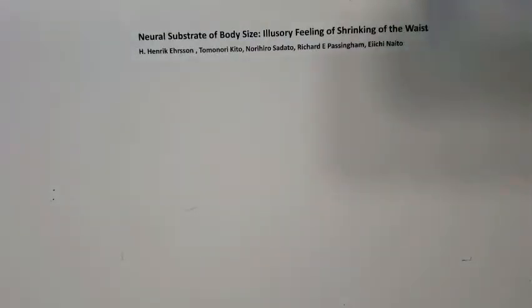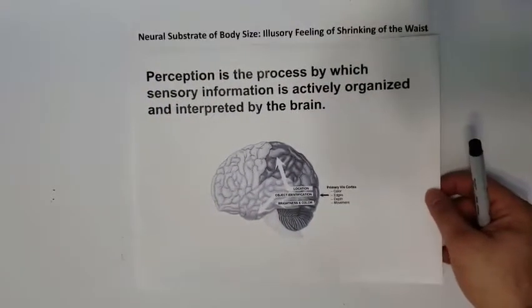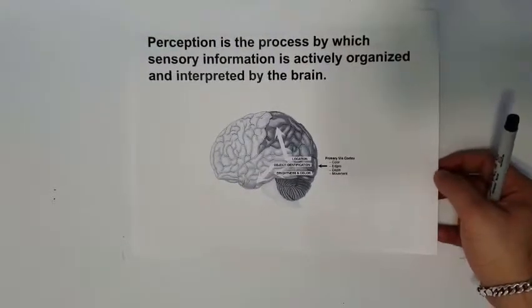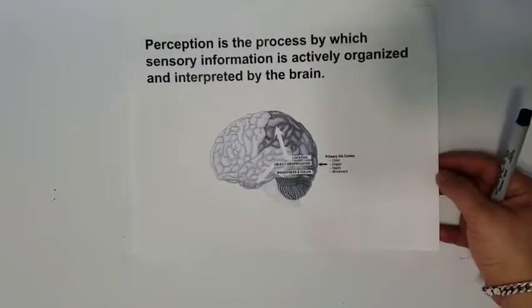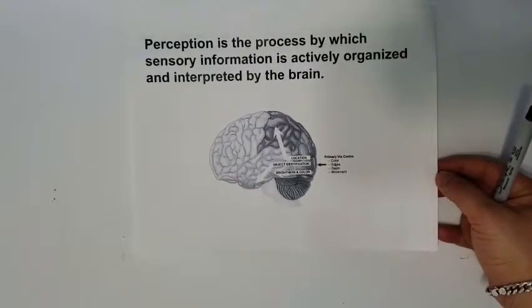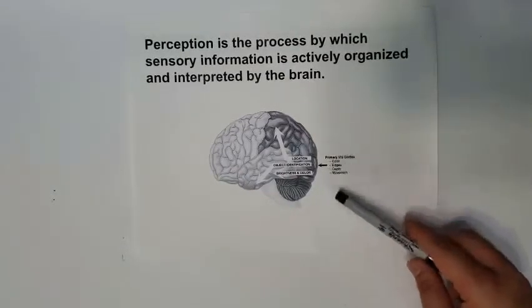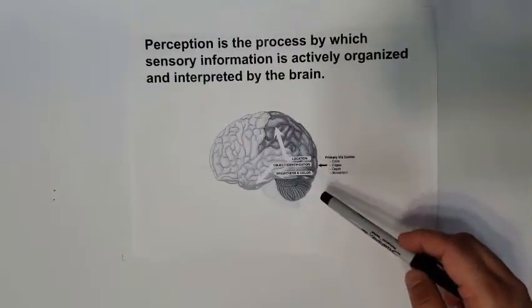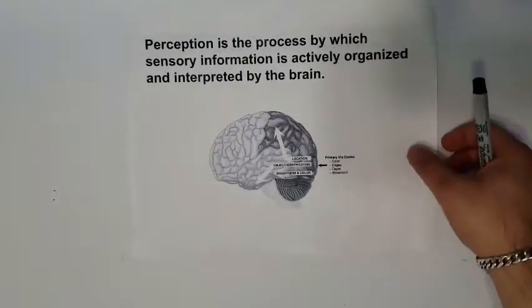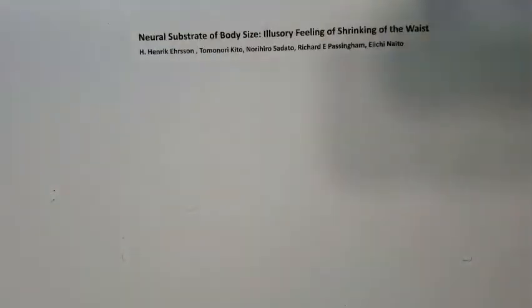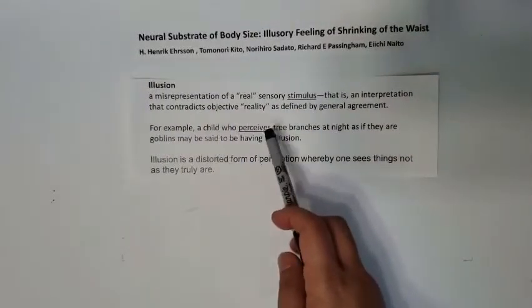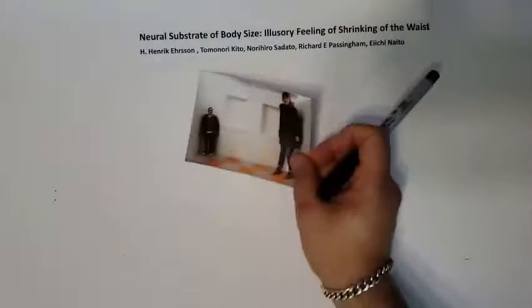Now I want to talk about the terminology perception and illusion. Perception is a process by which sensory information is actively organized and interpreted by the brain. For example, if you're looking at visual information like lines and colors and edges, the parts in the occipital lobe will fire, and that will help you perceive the information. Illusion is also a type of perception, but it's a misrepresentation of the real sensory stimulus.